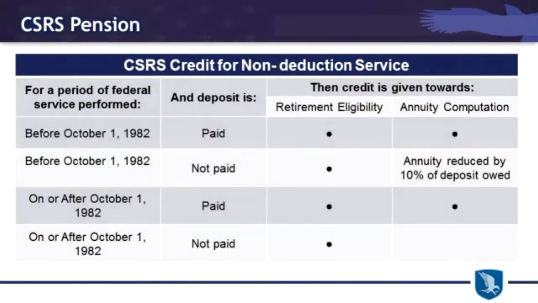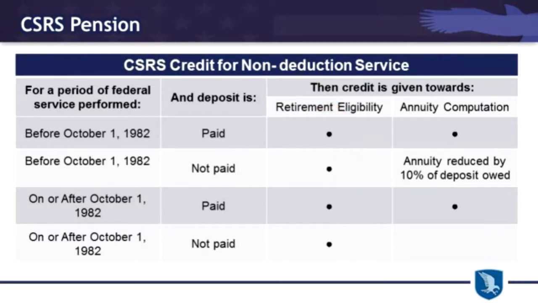That is time you were working for the federal government, but your retirement was not being withheld for you. Temporary time, co-op time, or seasonal work. If that time was before October 1 of 1982 and you did not pay it back, your annuity will be reduced by 10% of the deposit owed.